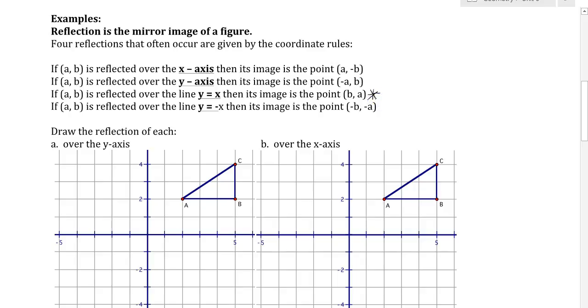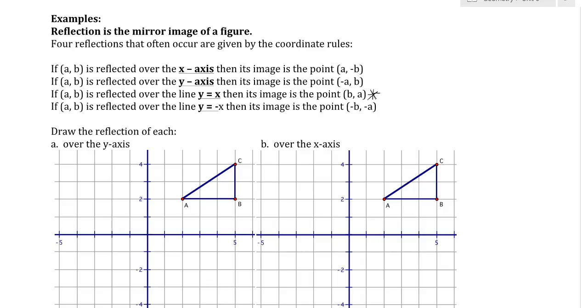Reflecting over the line y equals x is how you get graphs of inverses. Inverses being very important as you move along mathematically. So you're going to see a lot of reflecting over the line y equals x, hopefully in Algebra 2. And the last one, if (a, b) is reflected over the line y equals negative x, then its image is the point (negative b, negative a).